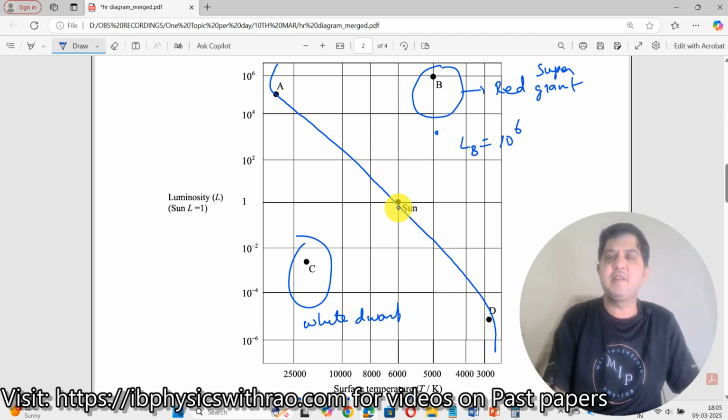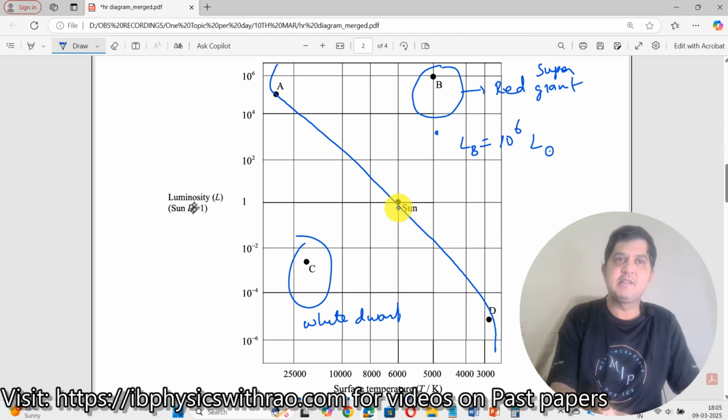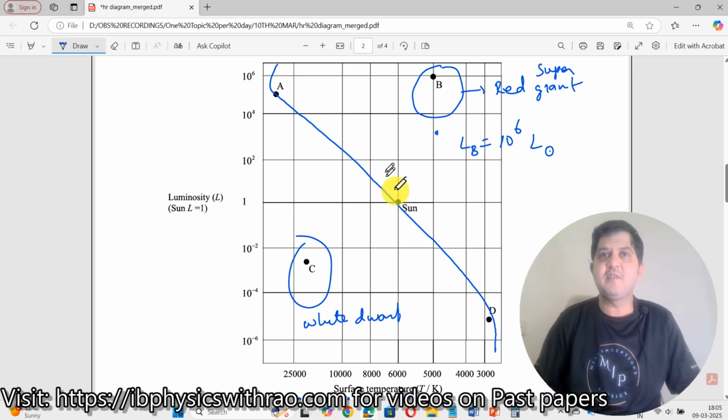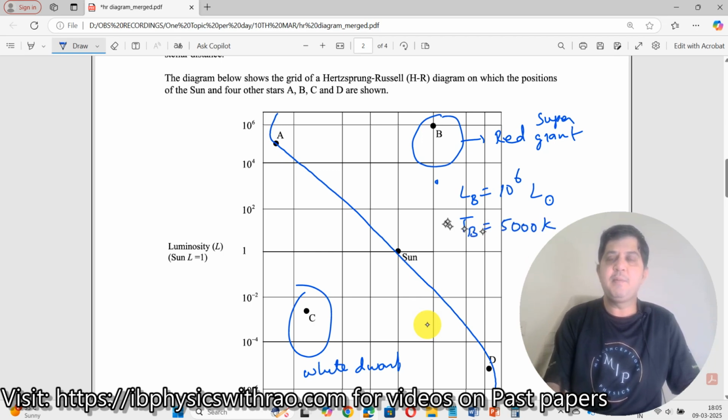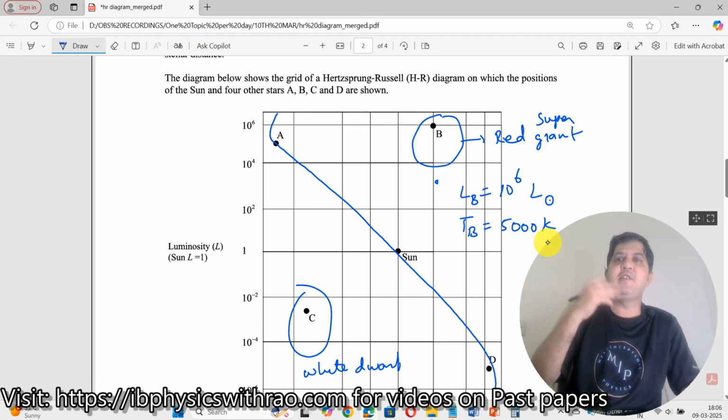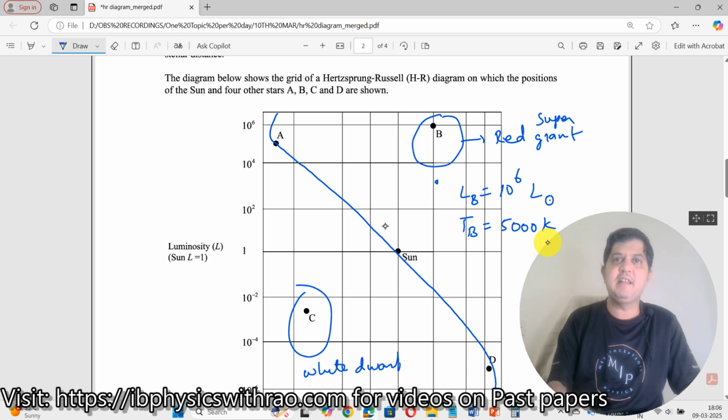What all information can we get? Let us take all those. LB equal to 10 power 6 times L0, because the luminosity is given in terms of the sun. And then what else do we know? Temperature. What is the temperature of the point B? 5000 Kelvin. Temperature TB is equal to 5000 Kelvin. From here, can we determine the value of area A? Because when the surface area is larger, the star is bigger, right? So let me write down AB.